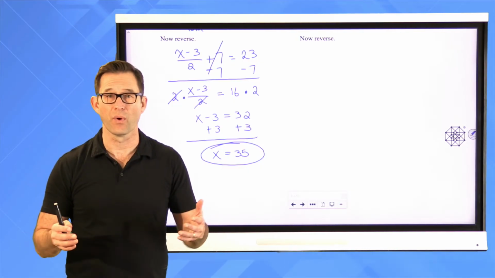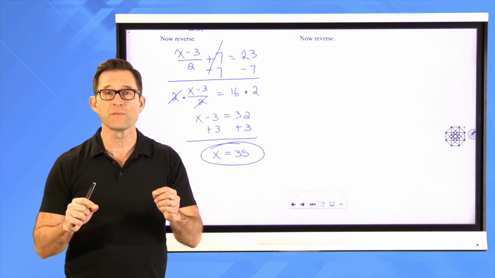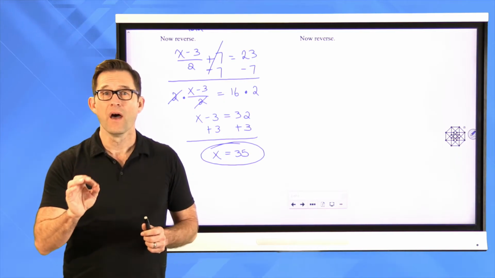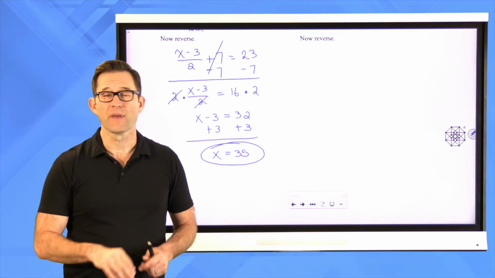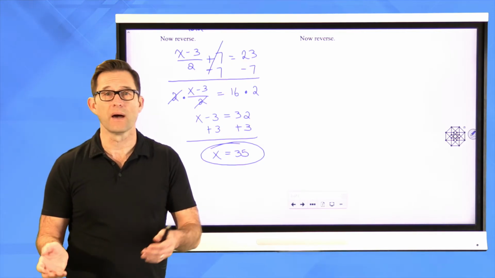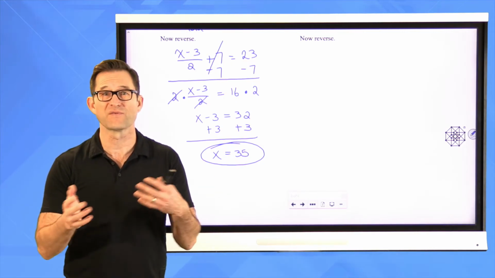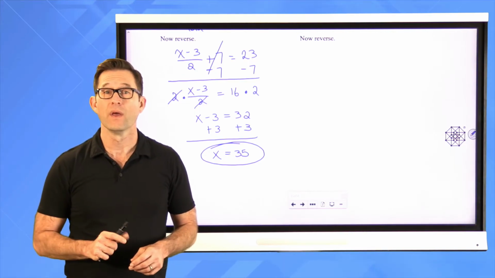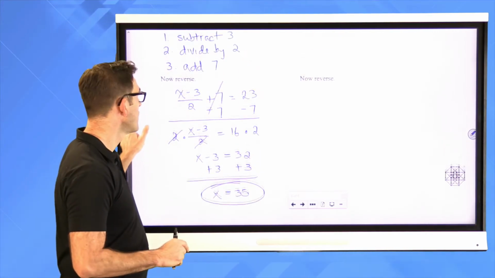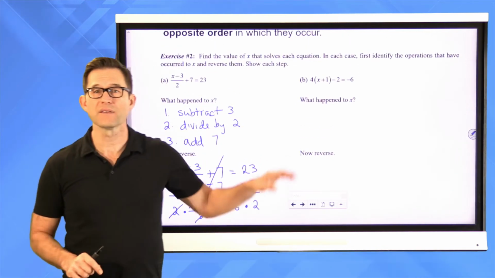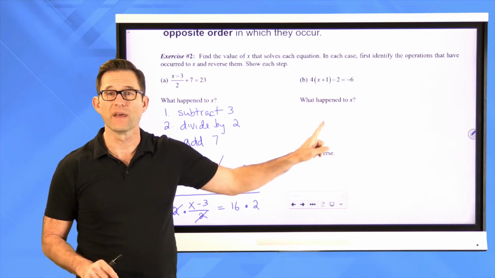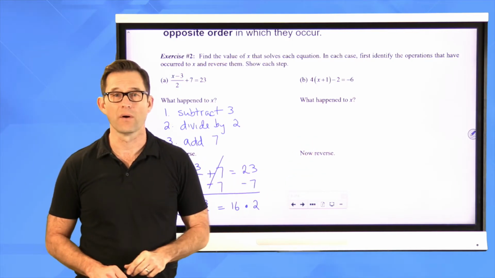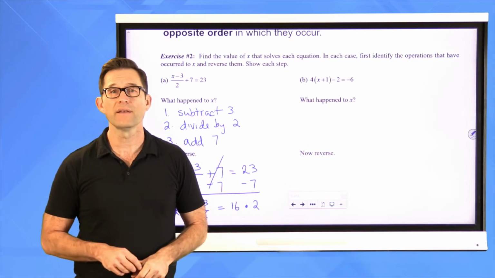It's that simple. We need to identify what's been done to the variable, and then we simply need to do the opposite of every one of those operations, right? The opposite of addition is subtraction, the opposite of subtraction is addition, and likewise for multiplication and division, and we need to do them in the opposite order. What I'd like you to do now is try to do exactly the same thing for letter B. I'd like you to first identify what happened to x, then I'd like you to reverse it in order to solve for x. Pause the video now and take a shot at this.